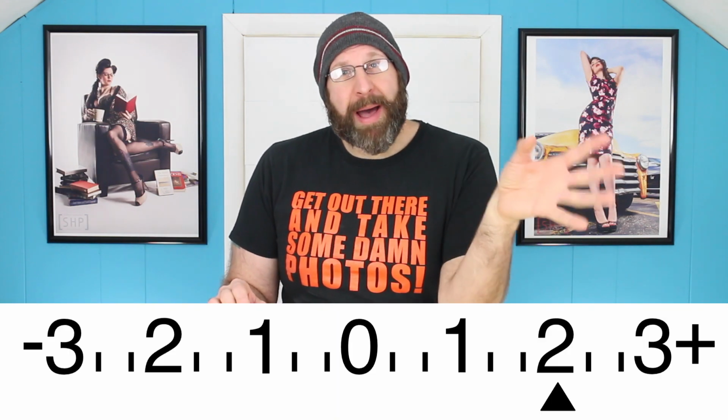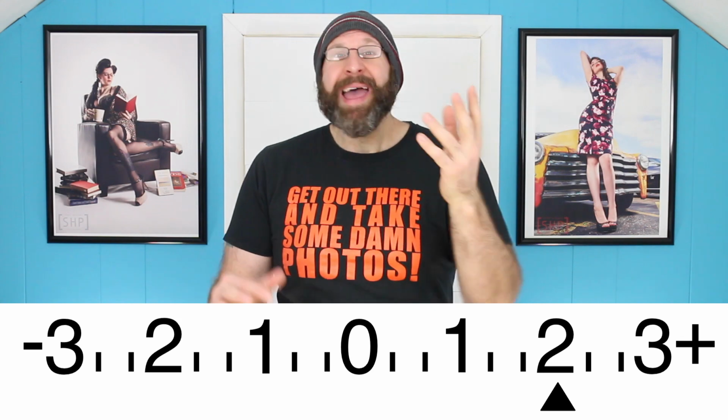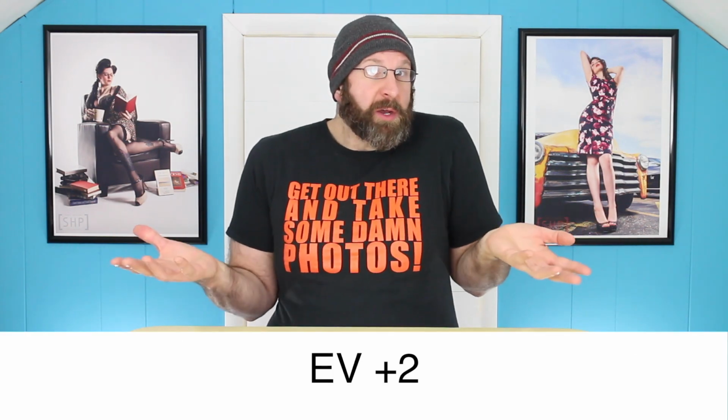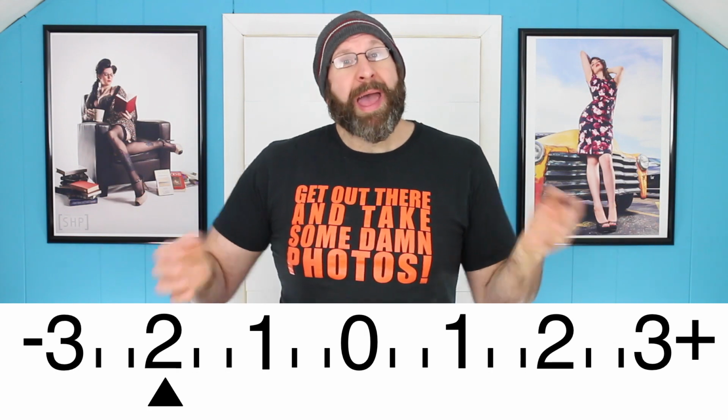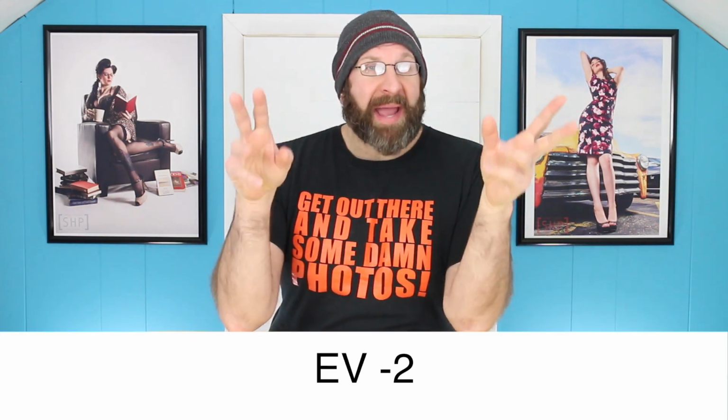If your pointer is on a positive value such as +2, that's an exposure value of +2. That means that the image will be overexposed and will be too bright. And if your pointer is on a negative value such as -2, that's an exposure value of -2. That means that the image will be underexposed and will be too dark.